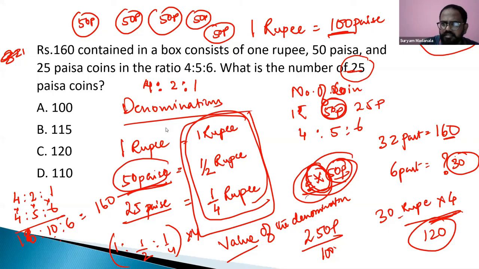Okay, sir. My question is that when you were explaining the previous question, I didn't understand some logics that you use while explaining the question. Yes, I can see it now. This half rupee, this 1/4 rupee, I actually didn't understand.